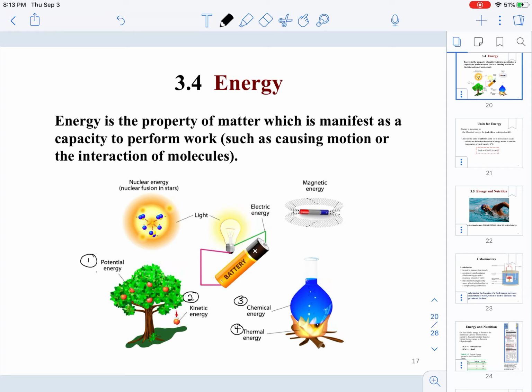When it comes to potential energy, this is the energy that is stored in a substance. And understand that potential energy depends on position. Kinetic energy is the energy that results from movement.